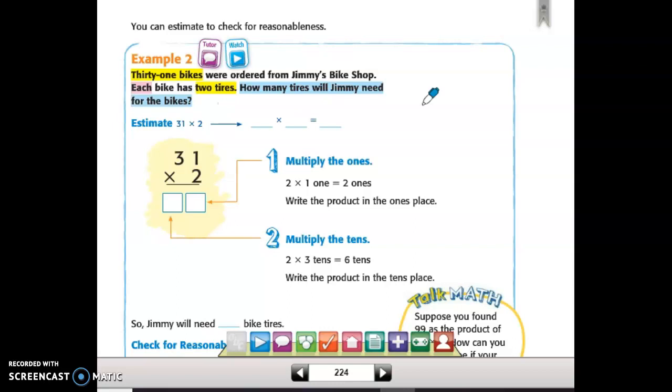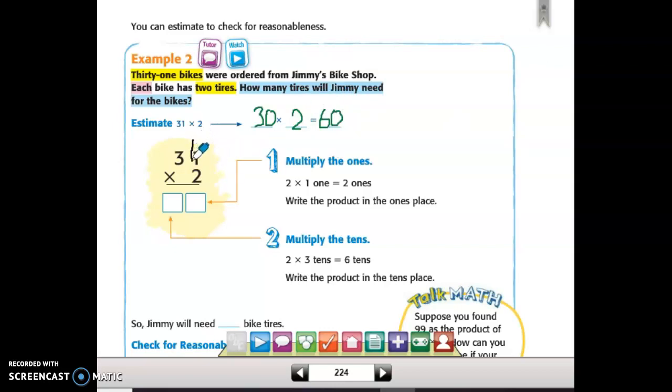Now we're going to estimate 31. If I did my number line, 30 to 40, 31 is closer to 30, so it's going to round down. Woo! That looks a bit like a 9. Let me redo that. 30. There we go. Times 2. This is our estimation. 3 times 2 is 6, so 30 times 2 is 60. So we're going to check and see when we do the actual answer if that is similar to our estimate.